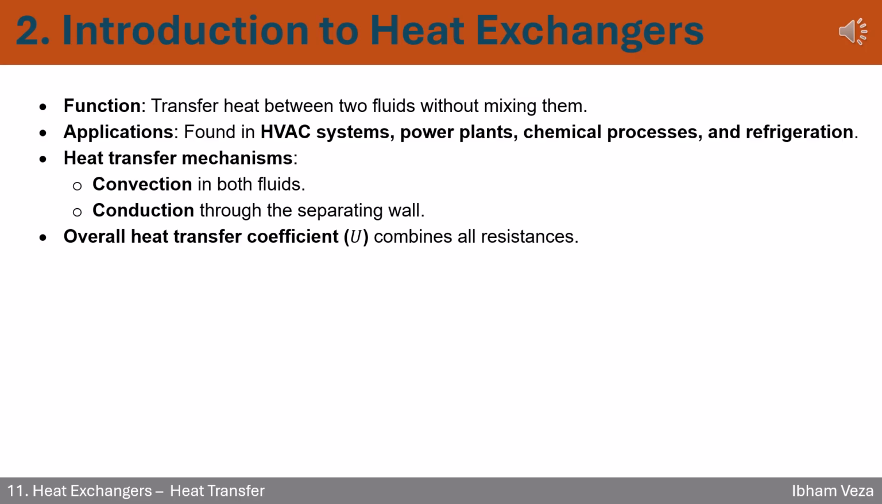They're everywhere, from HVAC systems keeping your room cool, to power plants making electricity, to chemical industries running complex processes, and even your fridge. Heat exchangers are invisible heroes in thermal systems. The way they work involves convection happening on both fluid sides and conduction through the barrier separating them. All these steps create resistance to heat flow, but we simplify everything into one term: overall heat transfer coefficient, or U. This U value tells us how good the system is at transferring heat.